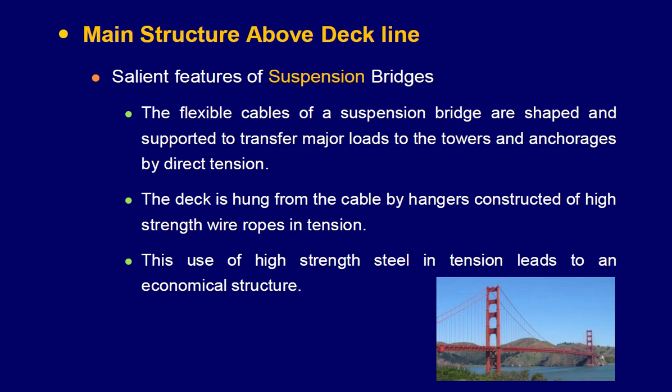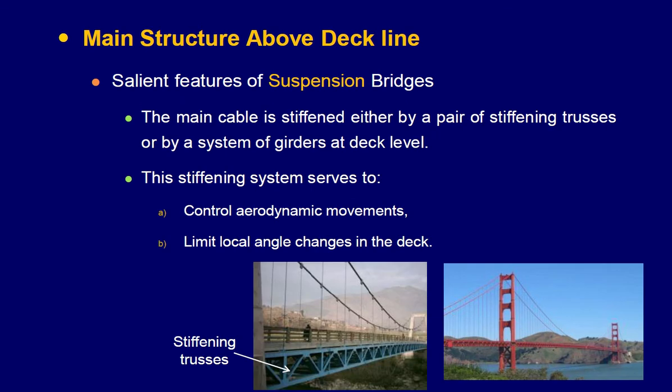This use of high strength steel in tension leads to an economical structure, and these are used for long span structures, right? For example, the Akashi Bridge in Japan is a suspension bridge. Some more features: the main cable is stiffened either by a pair of stiffening trusses or by a system of girders at deck level, right? This is all we are talking about suspension bridges, one type of main structure above deck line.